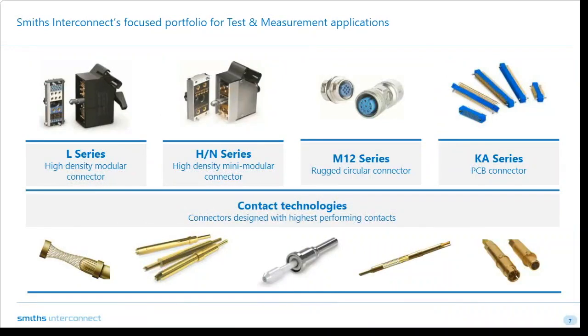So through this presentation, given the time that we have got, we want to highlight 4 products in particular, and a few different contact technologies that act as the foundation for our design. I'll talk a little bit about L series, which is the high-density modular connector, HN series, which is a high-density mini-modular connector, M12, which is a rugged circular connector, and KA series, which is a PCB connector. And as I said, underlying that is Smiths Interconnect's foundation around the contact technology and the innovation around contact technologies.